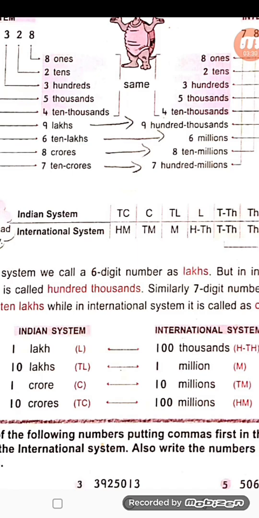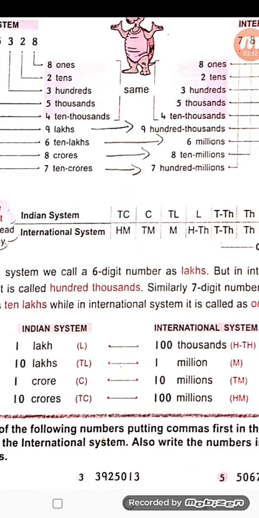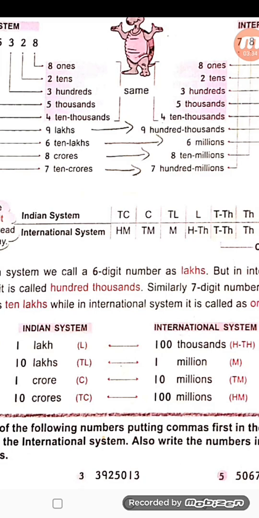So if someone asks you how many lakhs are there in 1 million, you will say 10 lakhs. Or if someone asks how many millions are there in 10 lakhs, you will say 1 million. How many millions in 1 crore? 10 million. Or how many crore in 10 million? 1 crore. They will be equal if we read them. Okay, so you have to learn this.